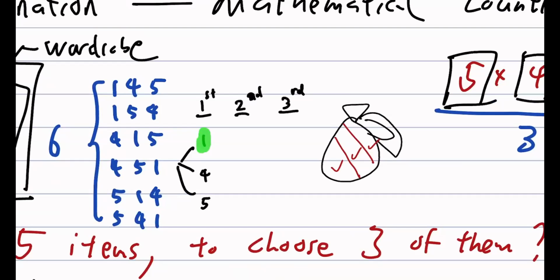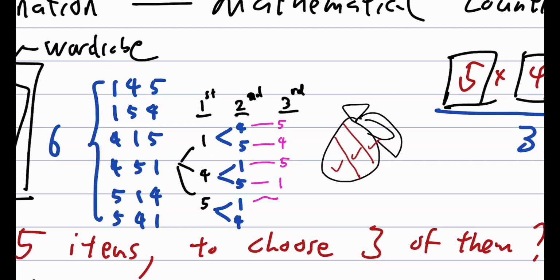After you pick 1, you're only left with 2 more options, which is 4 or 5. If you pick 4, you're left with 2 options, 1 or 5. If you pick 5, you're left with 2 options, 1 or 4. And then within each one, after you pick 1 and 4, you're only left with 5. After you pick 1 and 5, you're only left with 4. Likewise for all the others. 4 and 1 picked already, you're left with 5. 5 and 1 picked already, you're left with 4. 5 and 4 picked already, you're only left with 1.